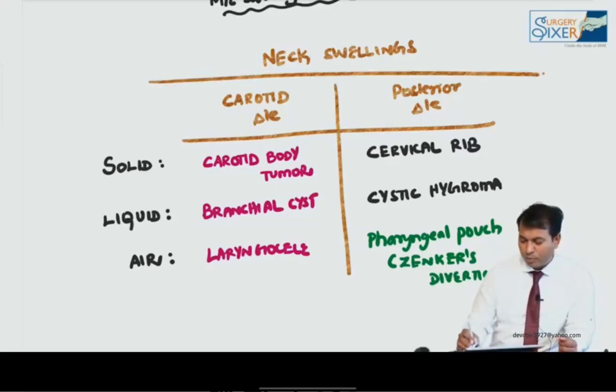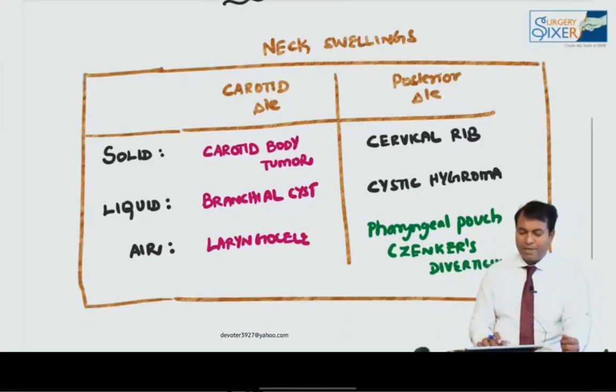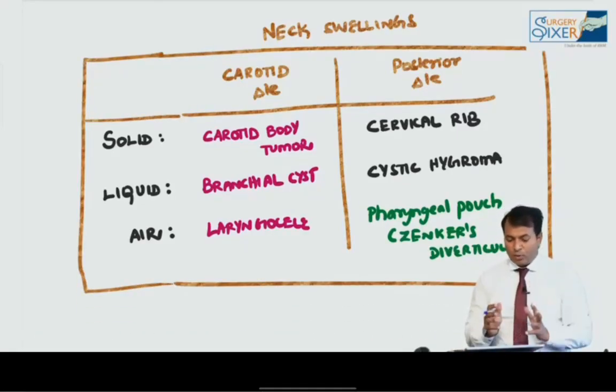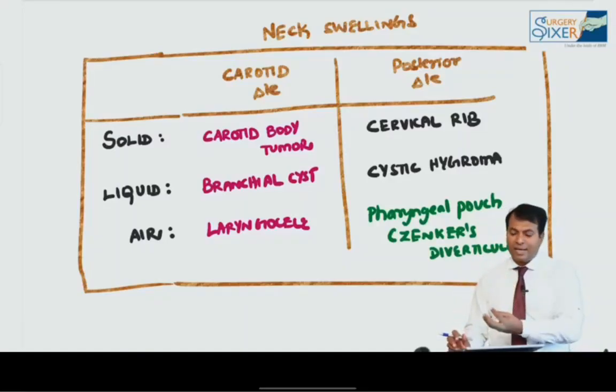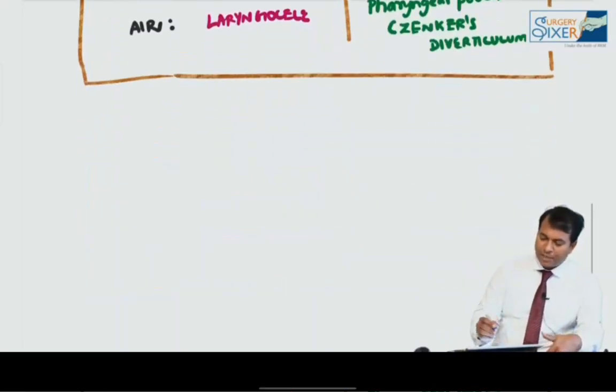Other topics I am going to discuss now. I am going to discuss the 5 important swellings in this chapter. Please remember, for understanding purpose I make it like this. In the carotid triangle we get carotid body tumor, branchial cyst, laryngocele. In the posterior triangle we get cervical rib, pharyngeal pouch, or cystic hygroma. Now let us start discussing one by one.